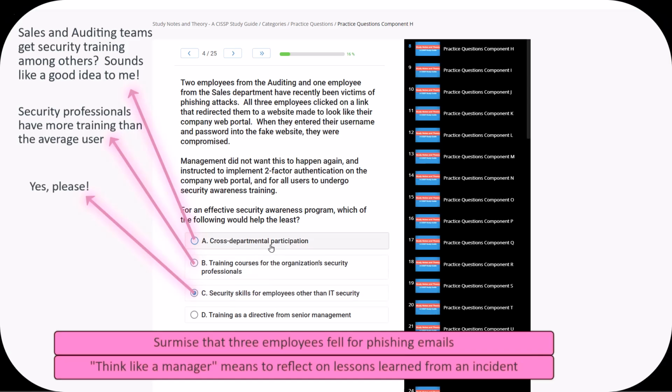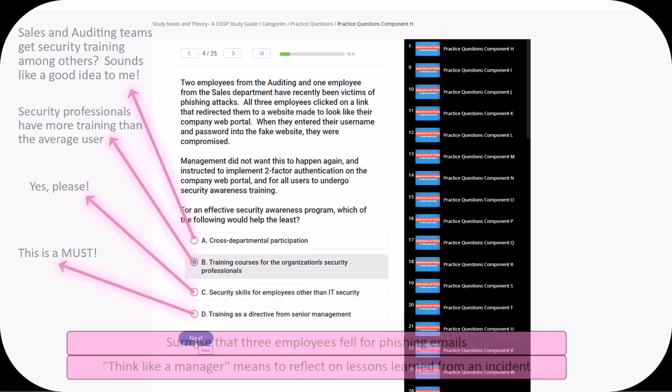So choice C and A would help quite a bit. As well as training as a directive from senior management. Oh, very important. This one probably helps the most. Senior management needs to issue a policy saying, hey, from now on, there is going to be security awareness training as a program, and not only that, as a directive, meaning we said there's going to be security training, and that means you've got to do what we tell you. So choice D is probably the most important, thinking like a manager. Then choice A, then choice B, then choice C, which means that choice B is probably the least effective, and I'm pretty sure I'm right.